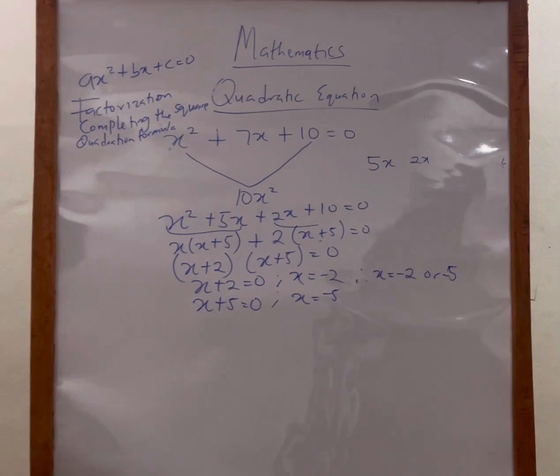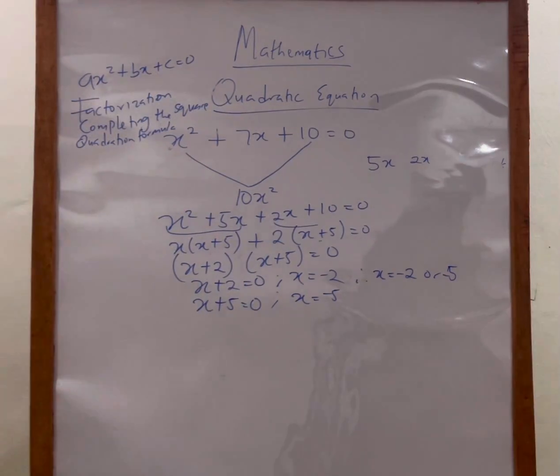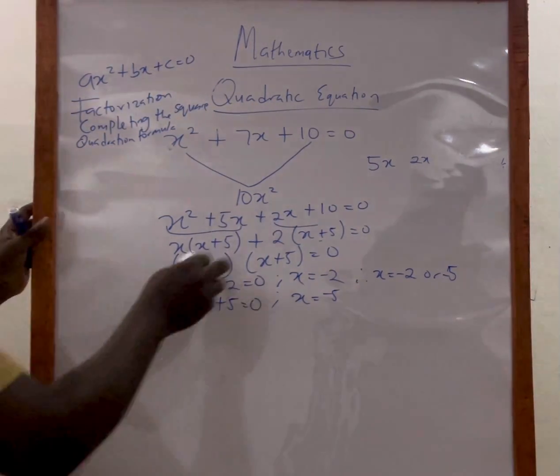It's very simple. Now, let me do another one for us, and then in the next class we'll do the completing the square method.